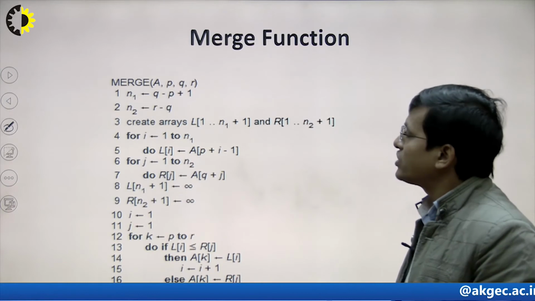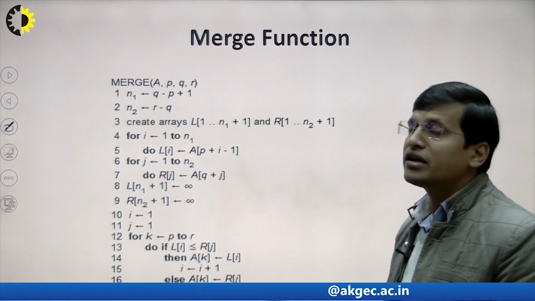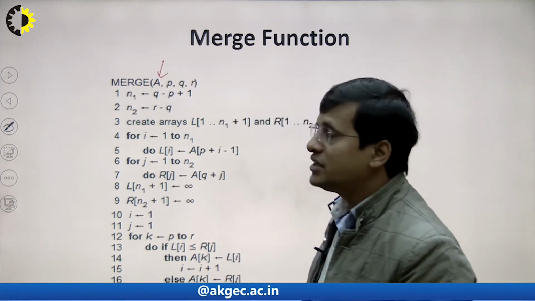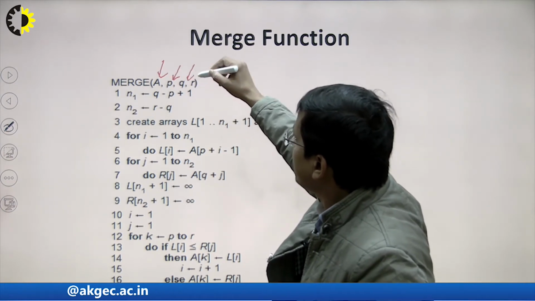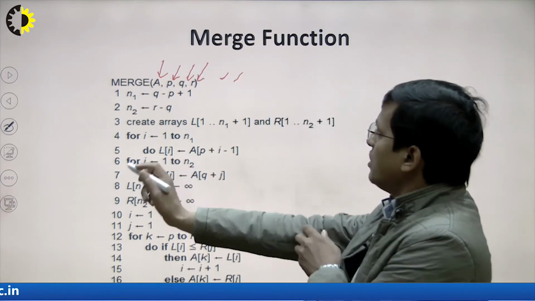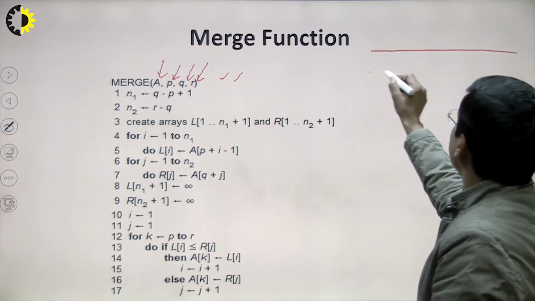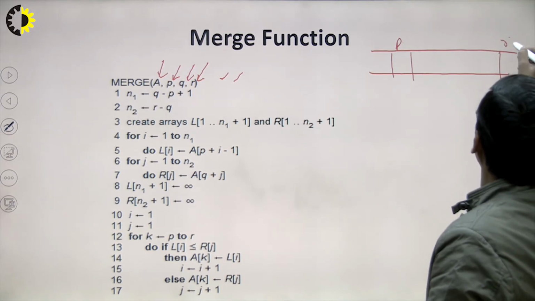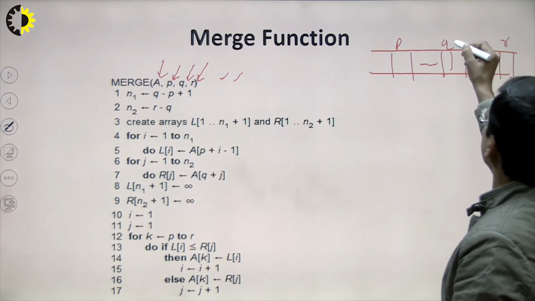So this is the merge function, this is the code. This is very simple, whatever we have done here, I have just written in the code. Here A represents the array, P is the starting index, Q is the middle index after division, and R is the last index. This is the P list, this is R, this one is Q and this one is Q plus 1.